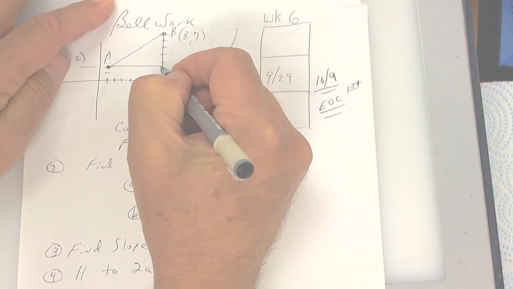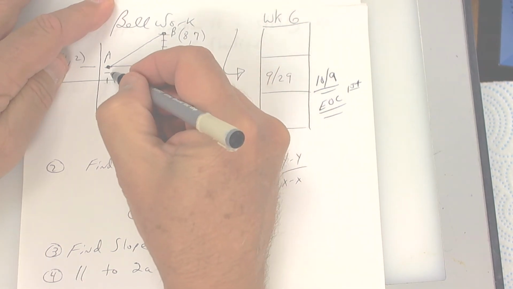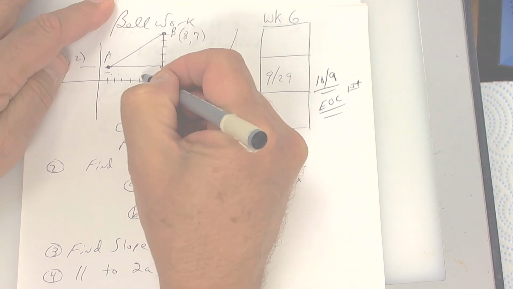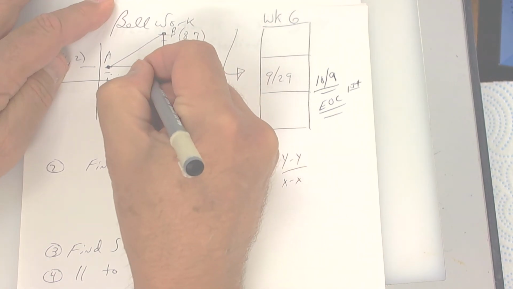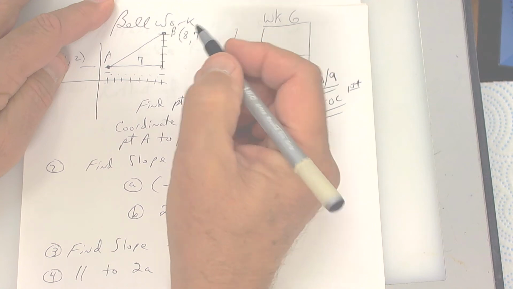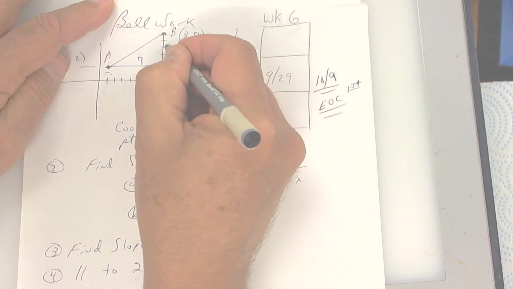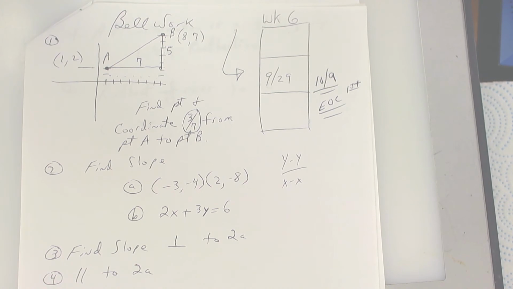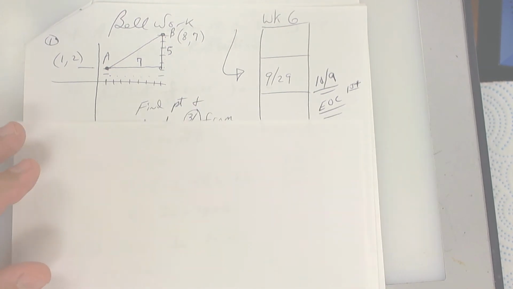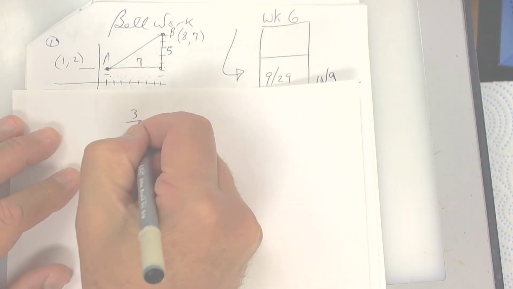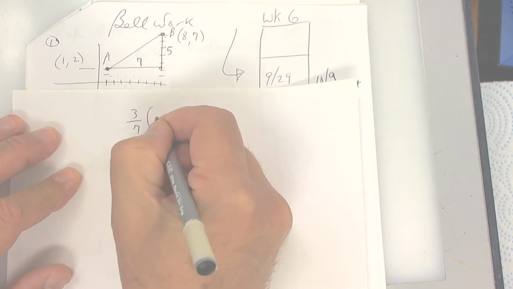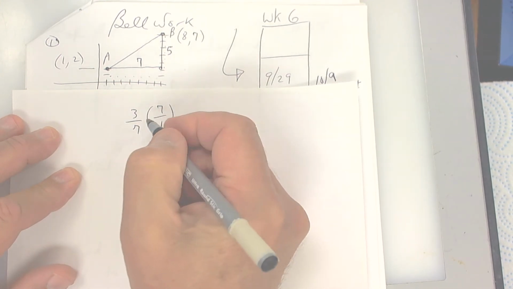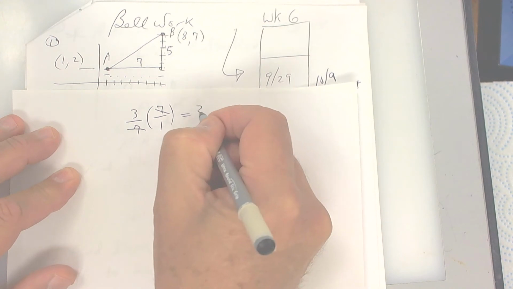And when you square it off, you want to count the boxes. 1, 2, 3, 4, 5, 6, 7. So this one is 7 boxes. This one is 1, 2, 3, 4, 5 boxes, okay? Now all you do, it's real simple, is take 3/7 times 7/1. And that's going to cancel your 7s, and that's going to give you 3.